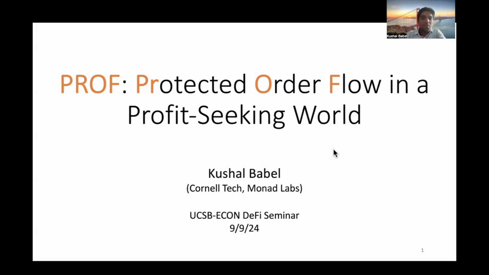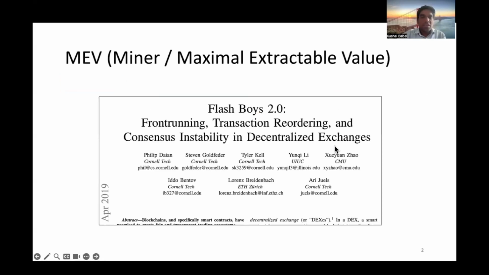So I'm going to talk about this latest work called PROF, which stands for Protected Order Flow. The model for this work is we want to be operating in a rational model where the validators and all the other entities are self-interested. We don't want to make any assumptions about honest majority and so on. Okay. So the setting for this work is MEV, or maximal extractable value.